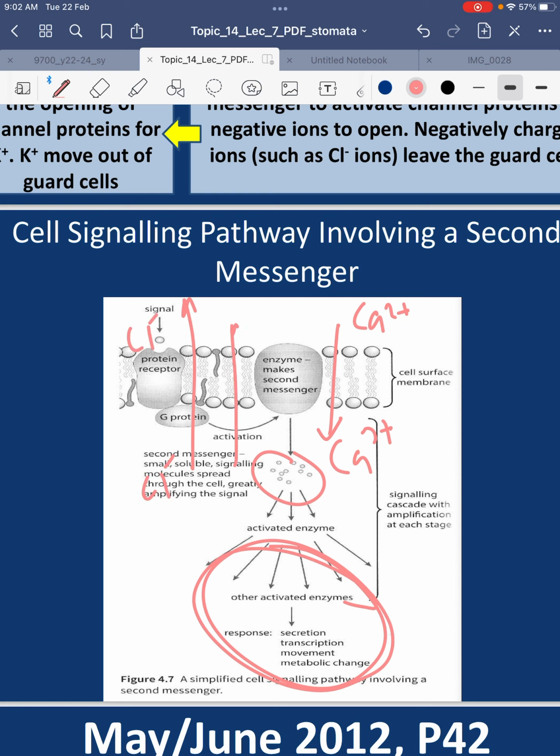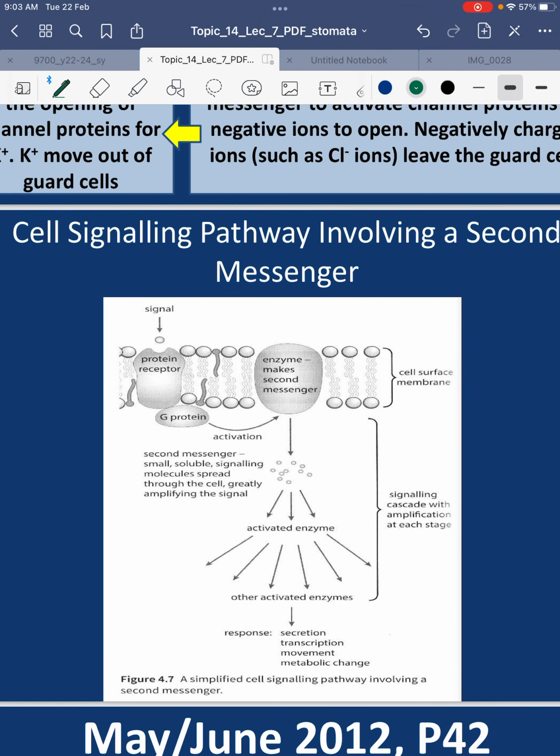So it will cause low solute, high water potential, and so water will leave. So when water leaves, then the cell becomes flaccid, yeah, and the stoma will be closed.